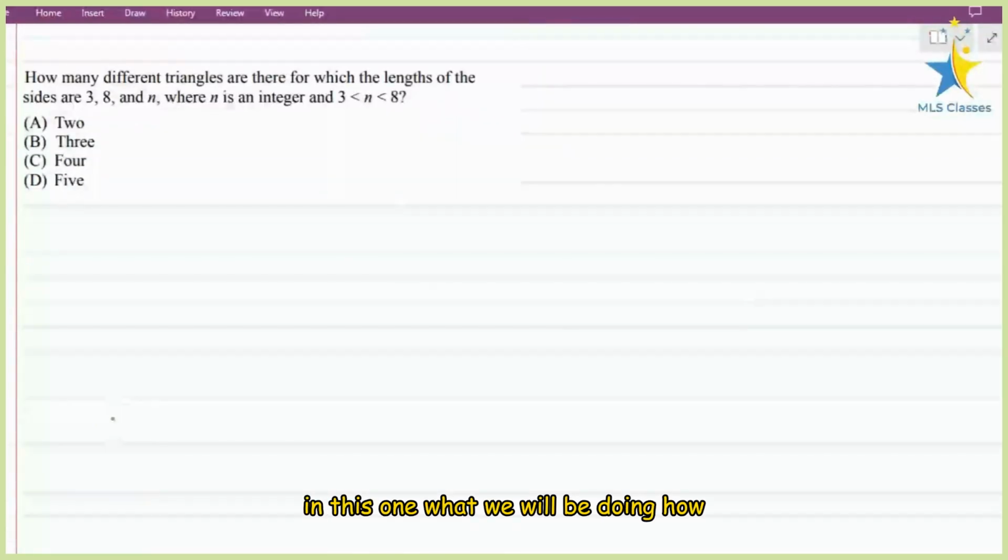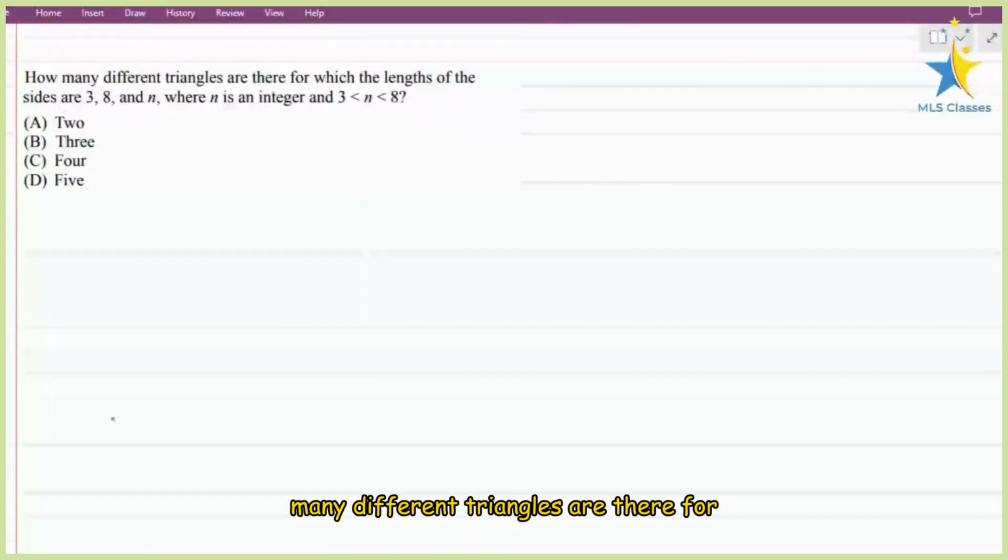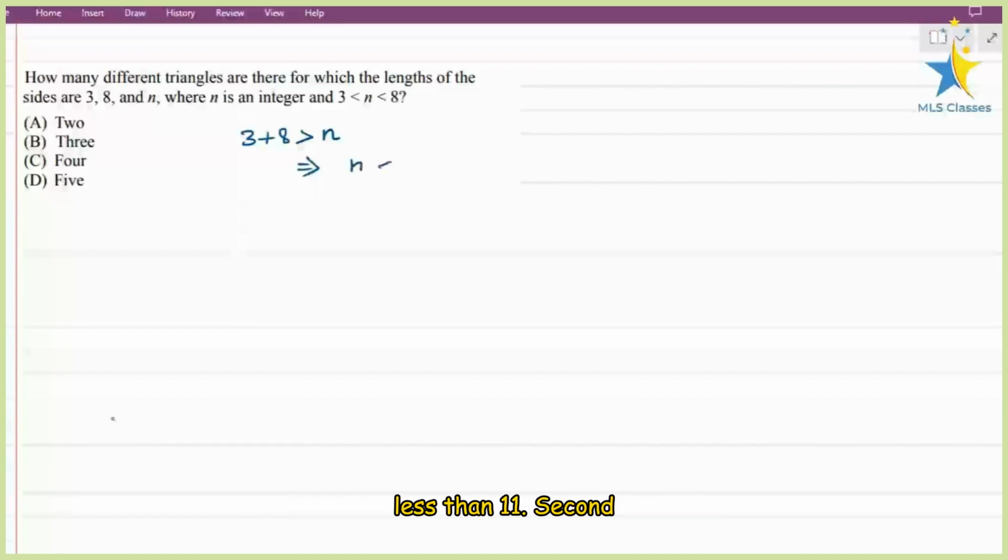So in this one, how many different triangles are there for which the lengths of the sides are 3, 8 and n, where n is an integer and n is less than 8 but greater than 3? So what we can do here is, if you remember, we had studied inequality in triangle, in which we had studied that the sum of two sides of a triangle should always be greater than the third side. That means if we use that here, we can say 3 plus 8 should be greater than n. That means n should be less than 11.